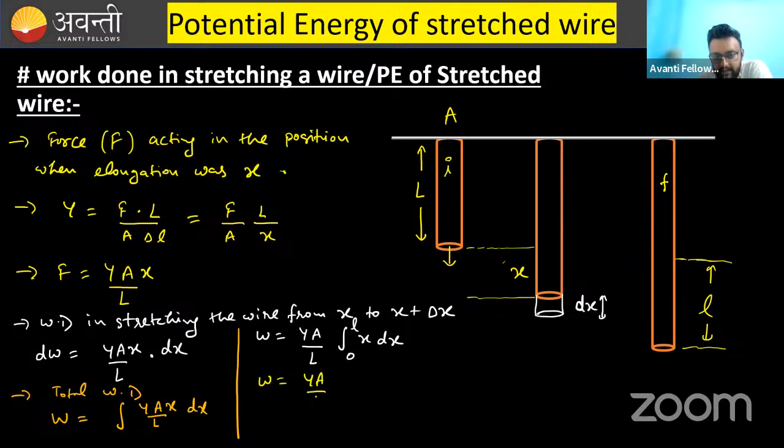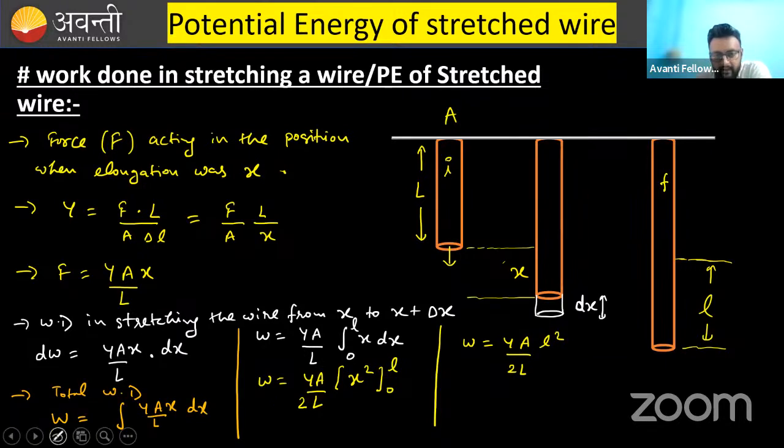Y a by L is there. Integration of x is x square by 2. Limit will be 0 to L. You can solve it, you can write it in another way. What will you write? After putting the limits, Y a by 2L, it will be L square minus 0. So it will be L square.